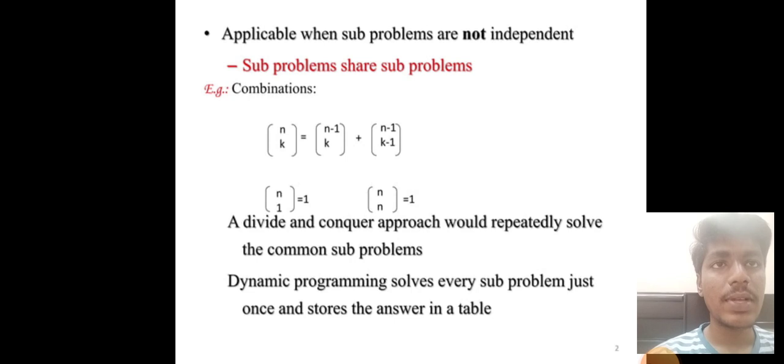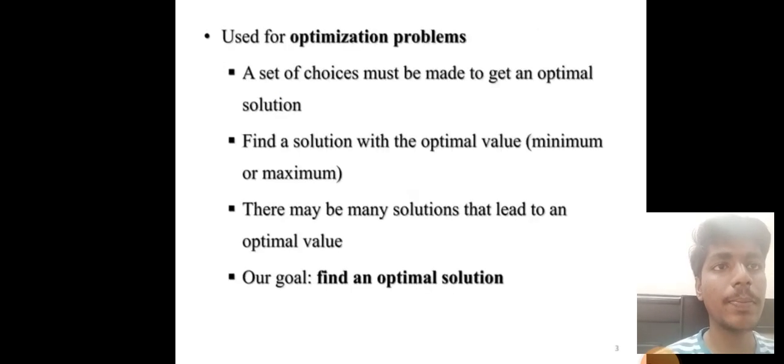It is applicable when subproblems are not independent. Subproblems share subproblems. For example, C(n, k) is split into C(n-1, k) plus C(n-1, k-1). A divide and conquer approach would repeatedly solve the common subproblem, whereas dynamic programming solves every subproblem just once and stores it as an answer in the table.